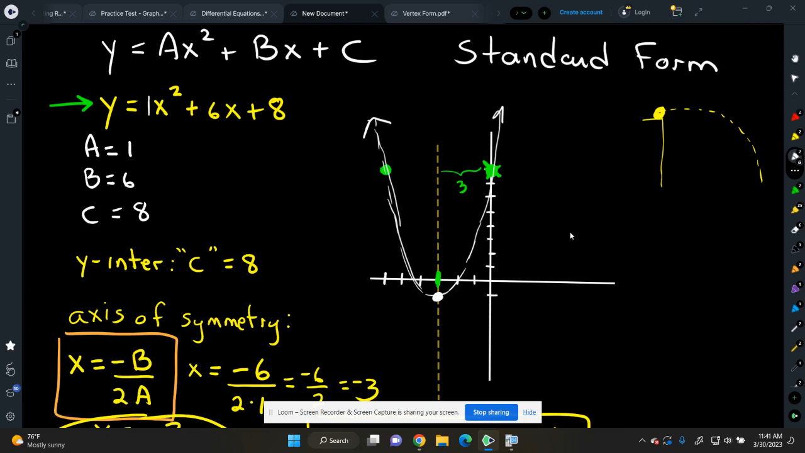Let's go back over what we did. We've got A, B, and C. Based on the C, I figured out the y-intercept. Everybody with me?